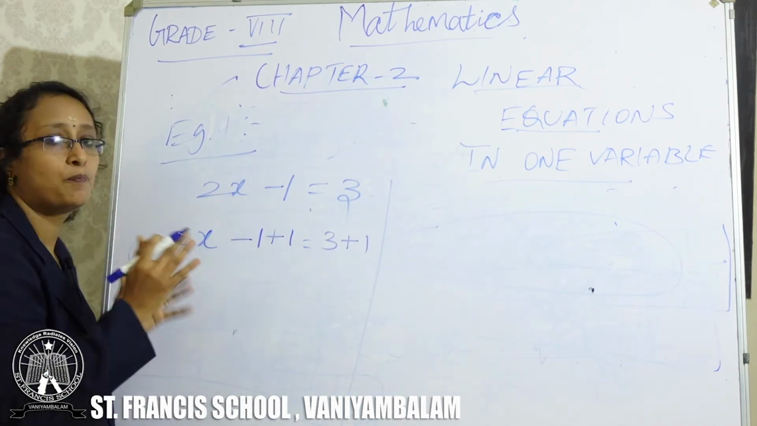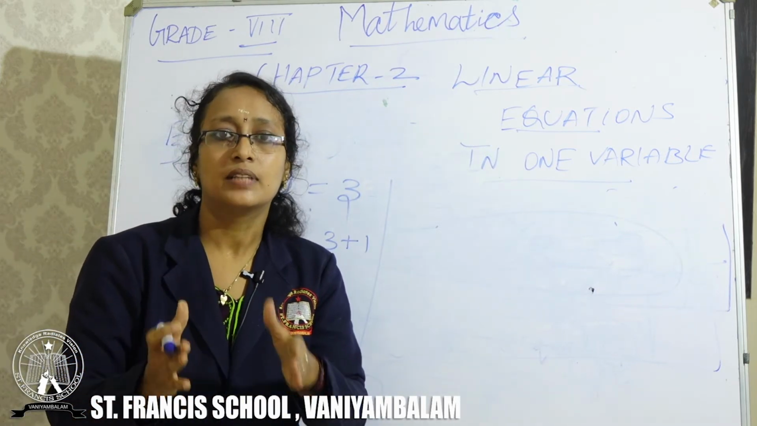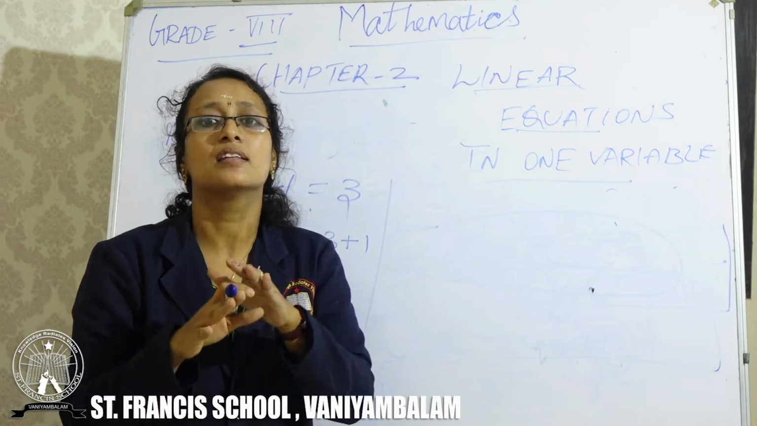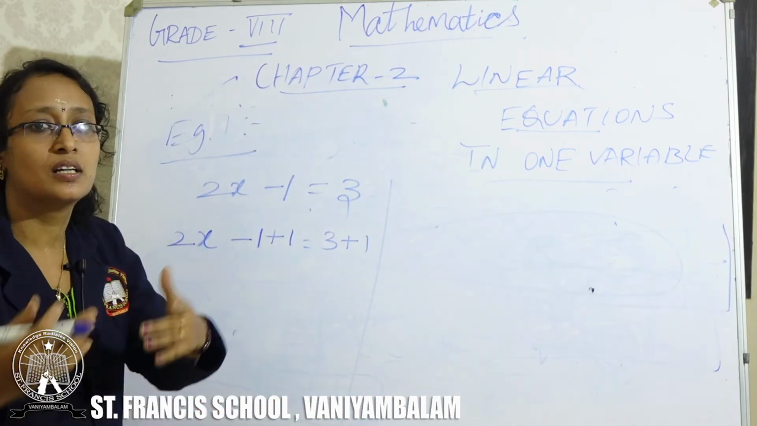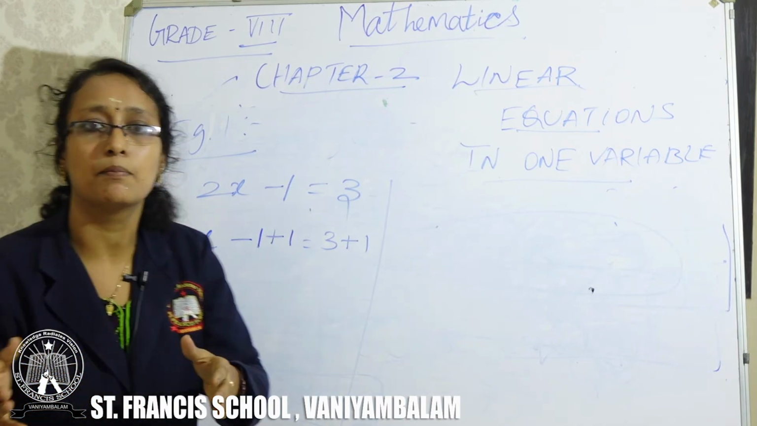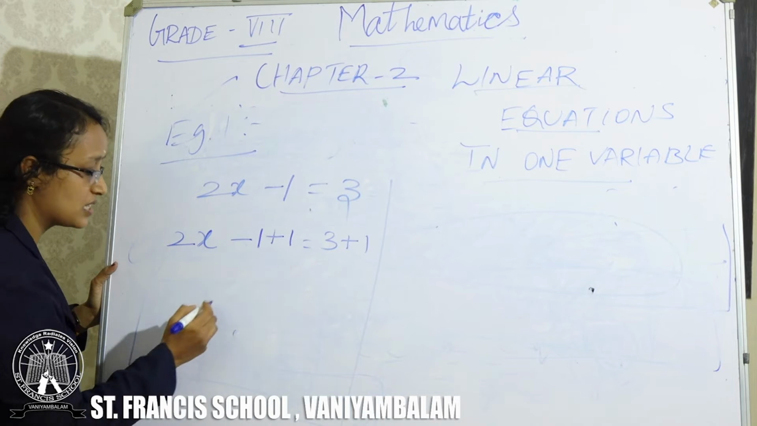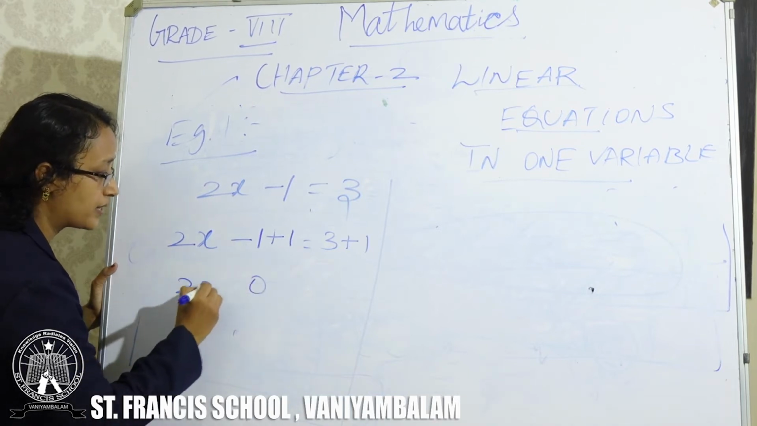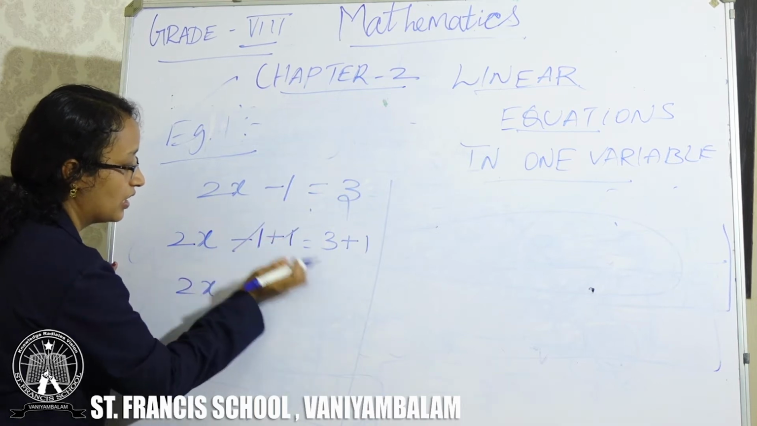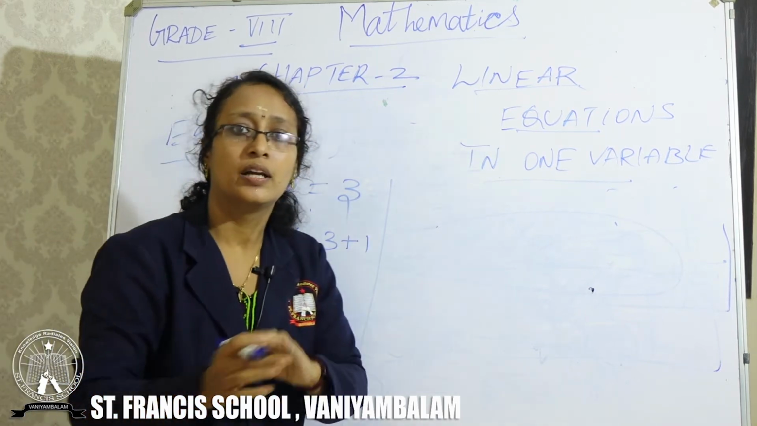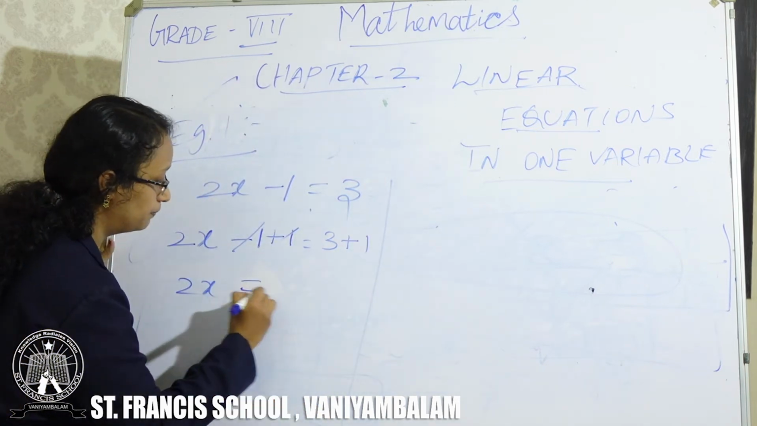So what is plus 1 and minus 1? The digits are the same and the symbols are different. So plus 1 minus 1 comes 0. Different symbols, same number but different symbols means 0. So plus 1 minus 1, 0. 2x, 0. You can cancel this. Instead of writing 0, you can cancel the plus 1 and minus 1.